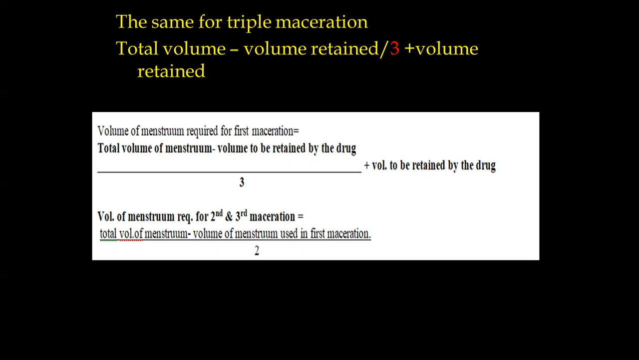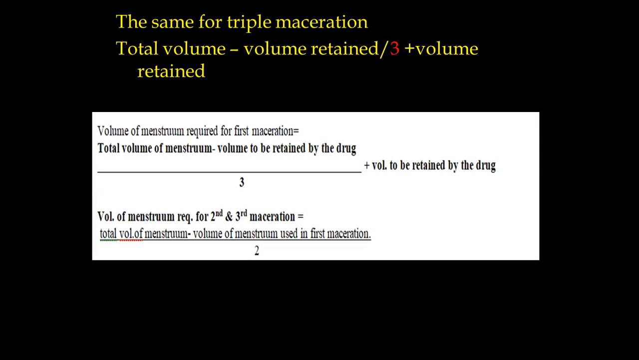One important thing you should remember is that the drug will retain some amount of menstruum during the first maceration. That amount of menstruum retained by the drug, you have to apply in the second and third maceration. Finally, if you calculate, around 98% extraction can be achieved with the triple maceration process, whereas we can achieve only 90% in the case of simple maceration.